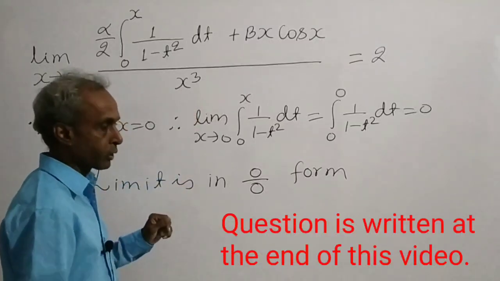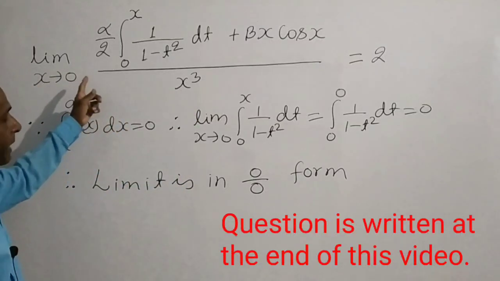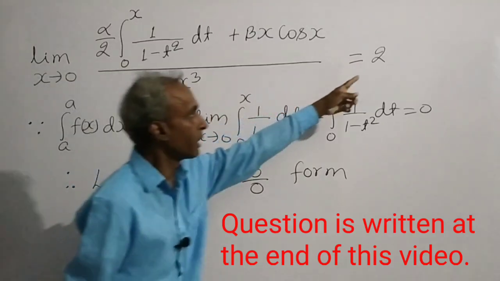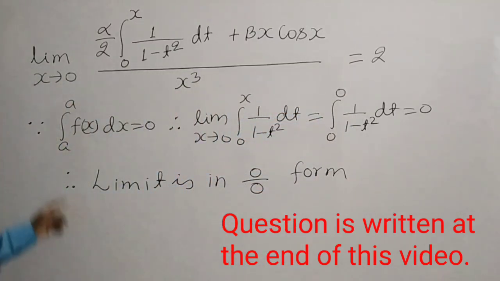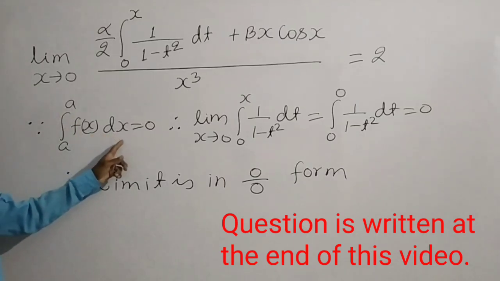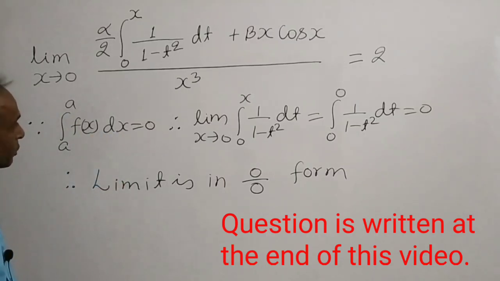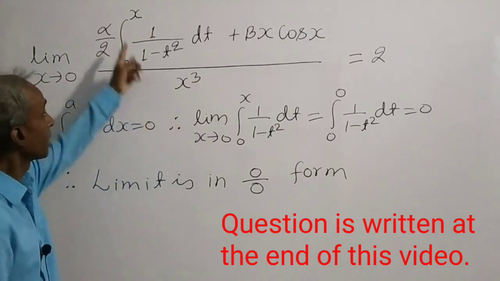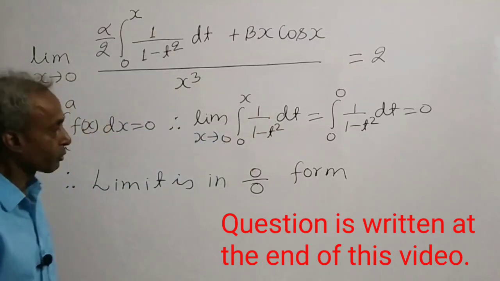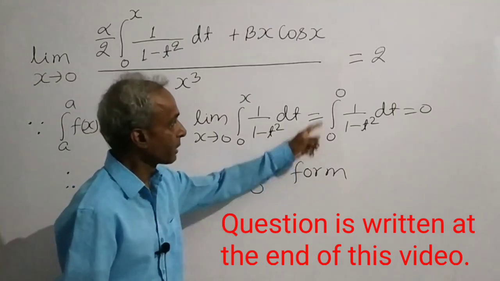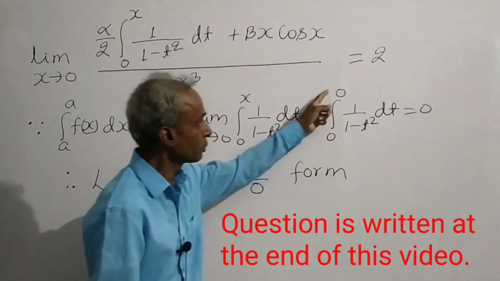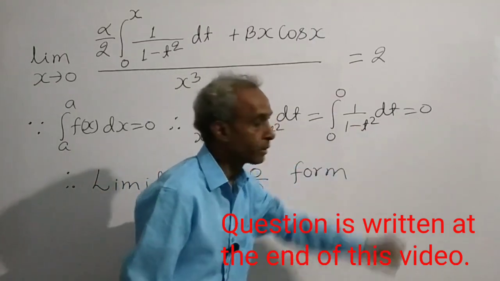In this question, it is given that the limit of this function is equal to 2. Since the integral of f(x) from a to a, dx, is equal to 0, therefore the limit of the integral of 1 by 1 minus t square dt is 0 to 0, a to a, 0 to 0. This is equal to 0.